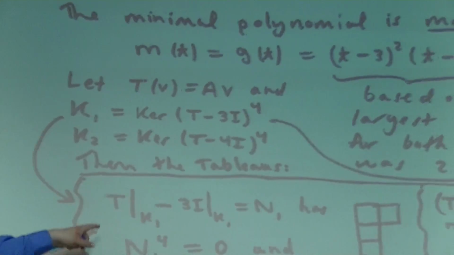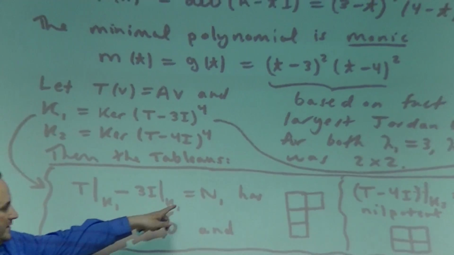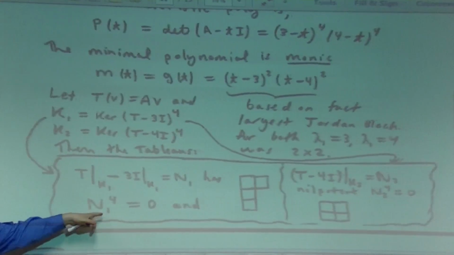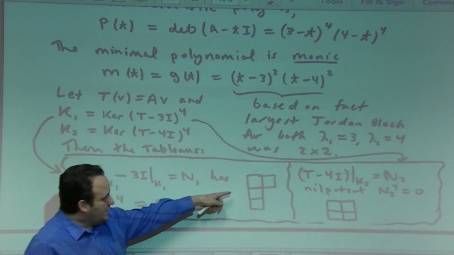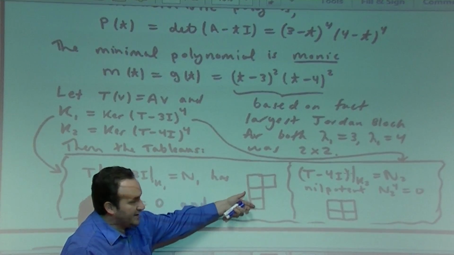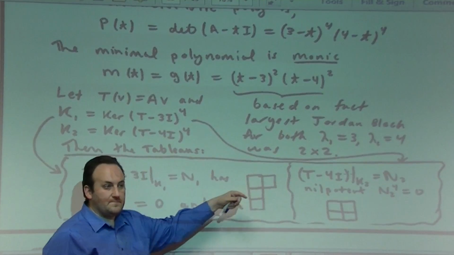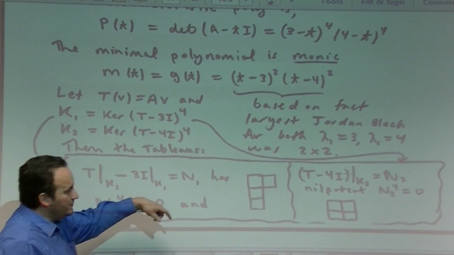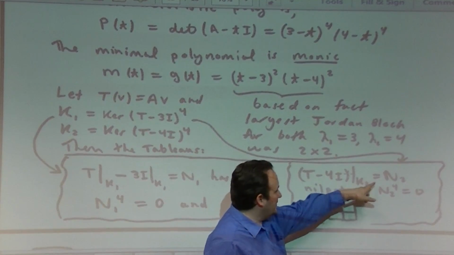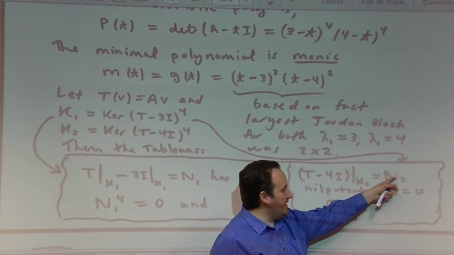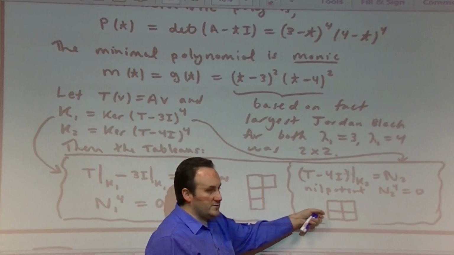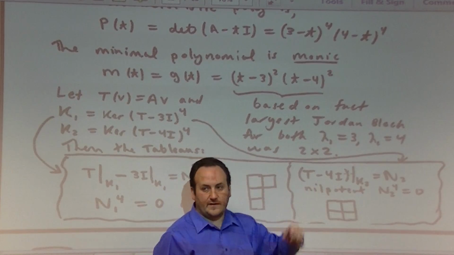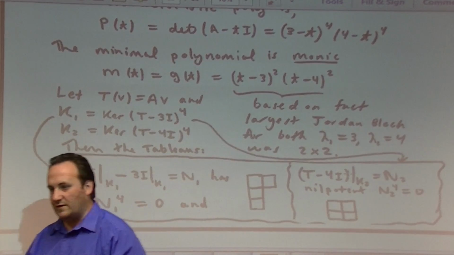And if you look at the restriction of T to K1, you get a nilpotent mapping, and n1 to the 4th is 0. And the cycle below is this, because I had 3 eigenvectors and I had one chain of length 2. And for K2, when I look at the restriction of T minus 4I to K2, I get n2, which again is nilpotent, n2 to the 4th is 0. This is the cycle below that case because I've got 2 cycles of length 4, 2 eigenvectors, 2 generalized eigenvectors.